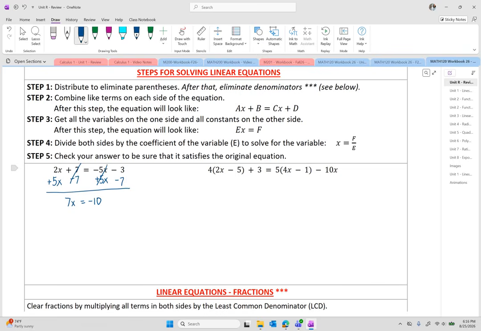My last step, step number 4, says that if I am in the form ex equal to f, then I will divide by e to solve for x. So I will divide by 7, and I will get x equal to negative 10 over 7.